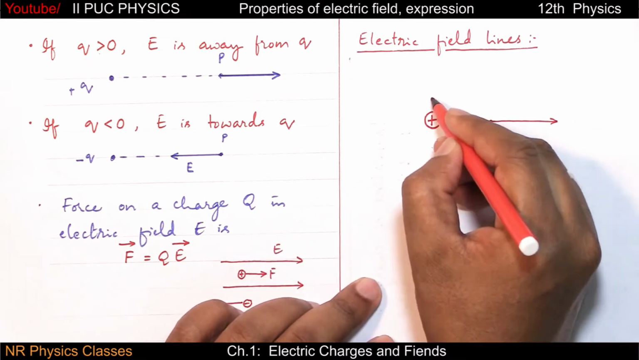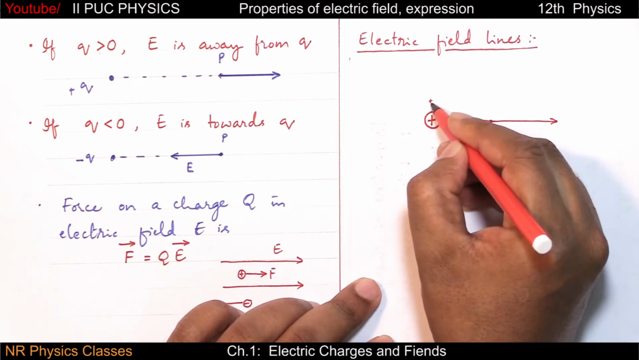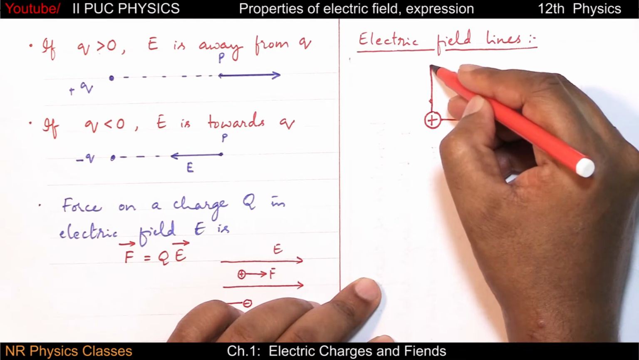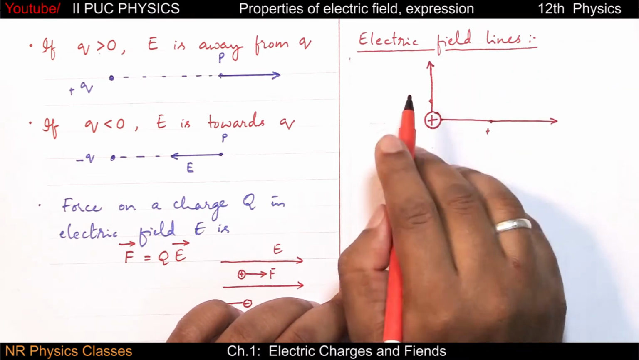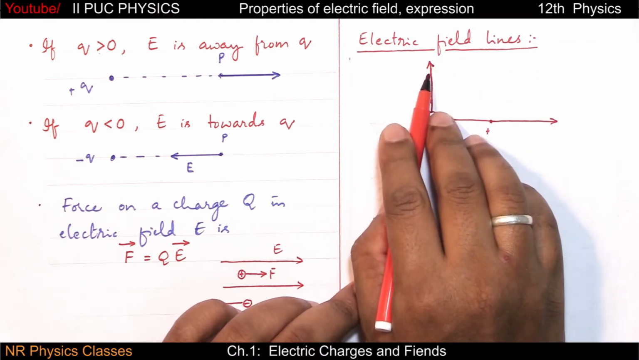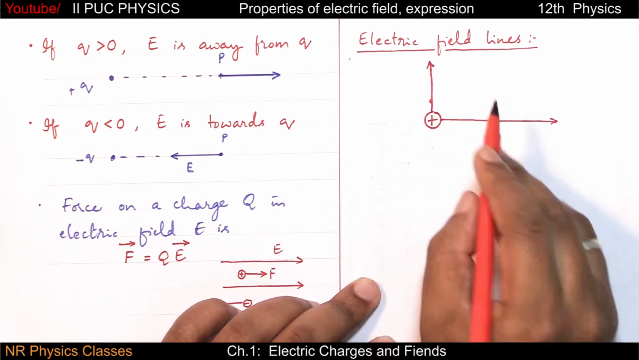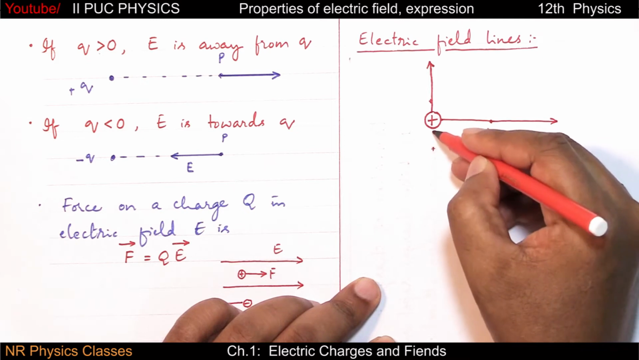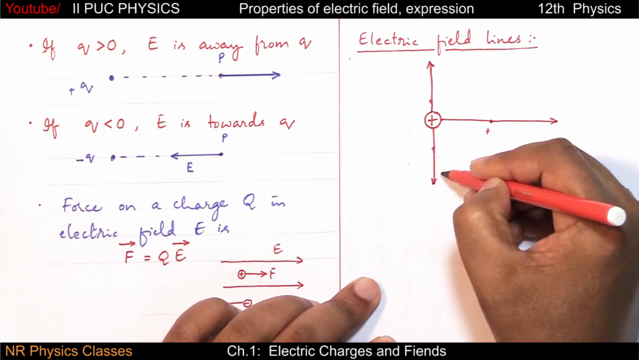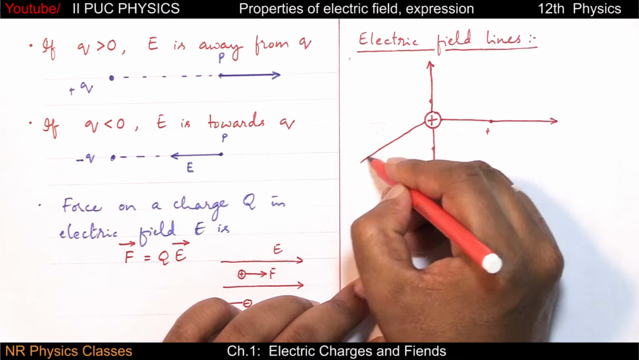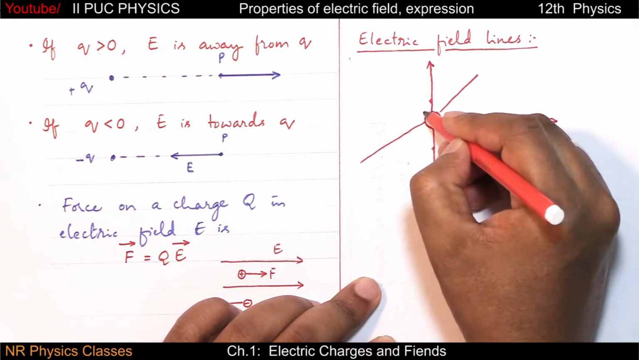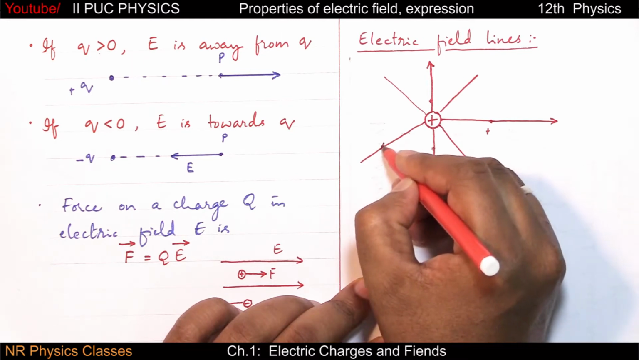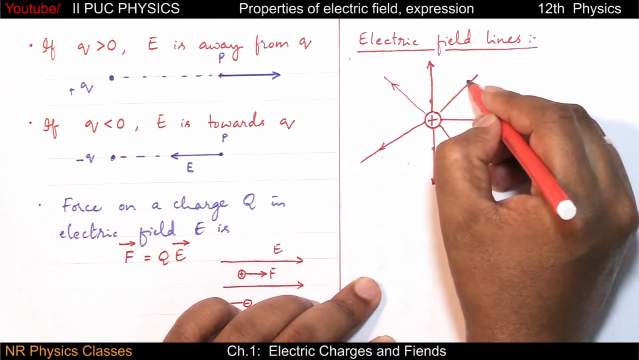Now keep the test charge here. This test charge is repelled by this parent charge. So this is the direction of electric field. The direction of force is the reference for the electric field line. Keep the test charge here. This moves away because of repulsion. So we can draw lines like this which represent electric field lines.